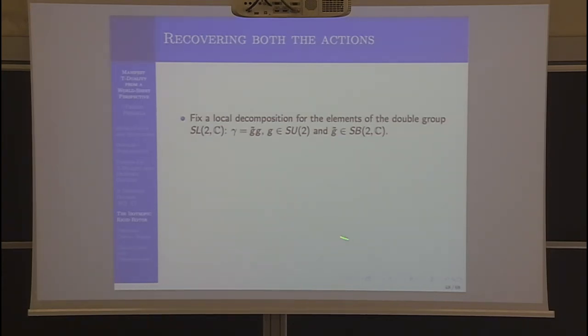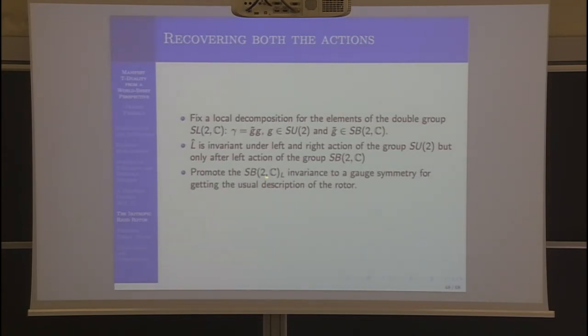And from this action, if we fix a local decomposition for the elements of the double group SL2C in a product of two elements, one belonging to SU2 and the other one belonging to SB2C, what is possible to see is that this double action is invariant under left and right action of the group SU2, but only under left action of the group SB2C.